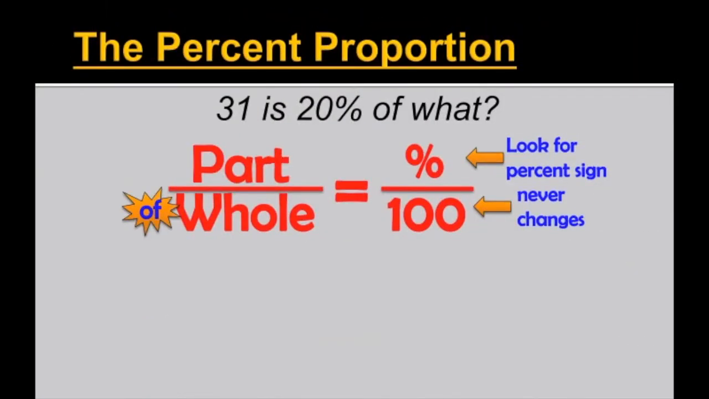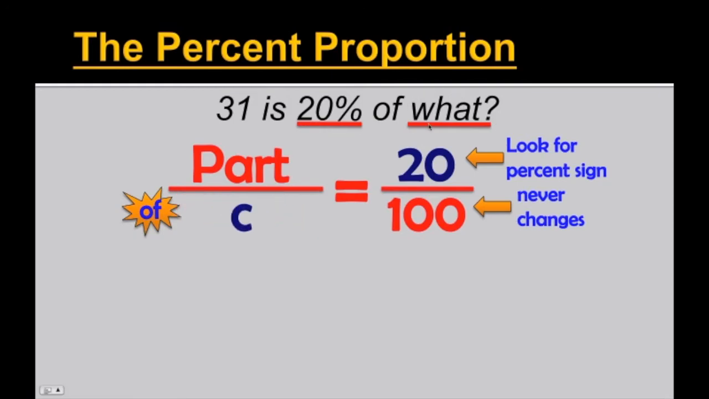How about this one? We've got 31 is 20% of what? Well, what do we have? We have 20%. So we'll put that where the percent belongs. So 20 goes there. And then we're saying out of what? Remember, the of tells us basically what our whole is. Since we don't know what our whole is, we're going to put a variable there. And that's going to be the variable c.